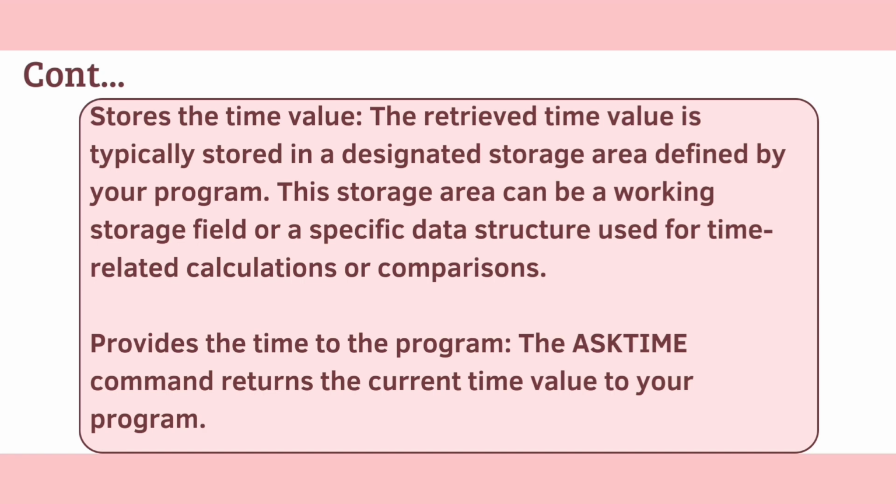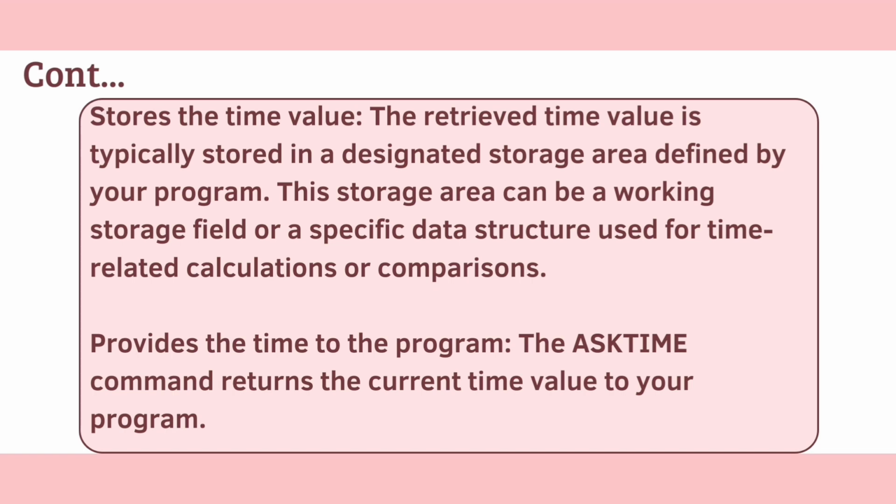Then it provides the time to the program. The ASKTIME command returns the current time value to your program. You can access and manipulate this value as needed for your program logic. The time value returned by the ASKTIME command is typically represented in a specific format such as a packed decimal or binary field, depending on the programming language and data representation conventions used in your program.